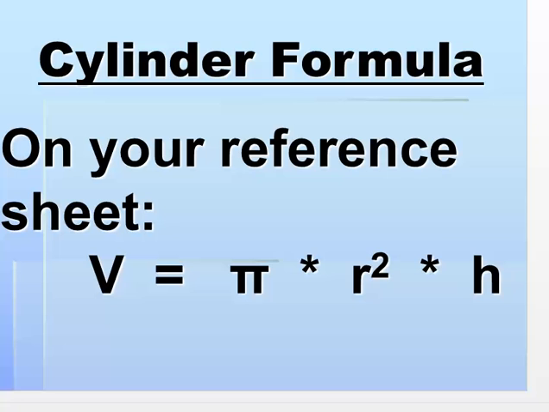Cylinder formula on your reference sheet. Volume is equal to pi times radius squared times h. Now let's think about this for a second. Pi times radius squared, isn't that actually the area of a circle? And the base of a cylinder is a circle, so it's still really big B times h.